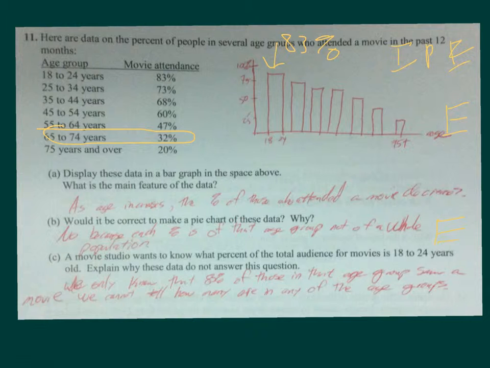All right. I wrote, we only know that 83% of those in that age group saw a movie. We cannot tell how many are in any of the age groups. So we cannot tell. They want to know what percent of the total audience for movies is in this age group. 1, we do not know how many 18 to 24-year-olds were asked. 2, we do not know how many total people were asked either. So we cannot determine the percentage of those in this age group.